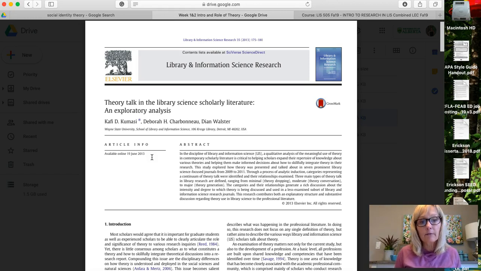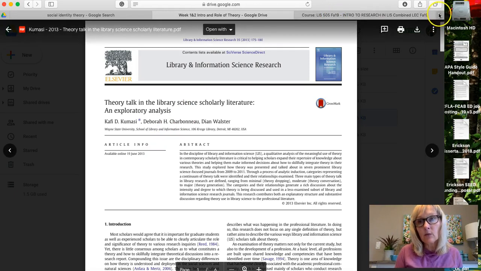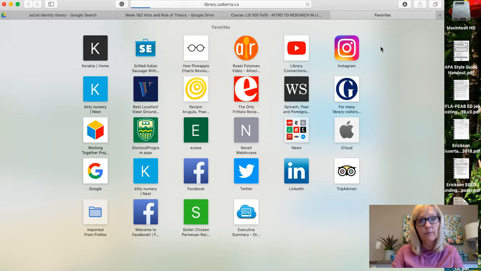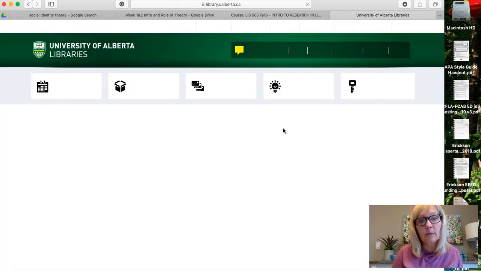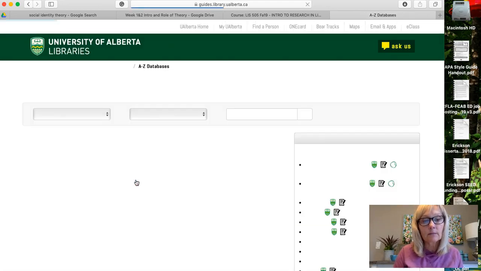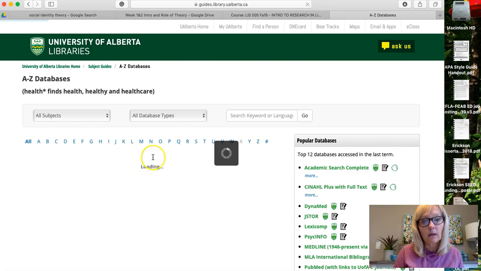I wish to just step back for a second and just talk about what exactly theory is. You'll find numerous definitions of the word theory and what that means and why we talk about theory in research. A good definition and also a good resource that you'll want to know about is SAGE research methods. If I go to the U of A library website, I'll show you how to get there if you don't know already. Go to search for databases and then get to the S for SAGE.